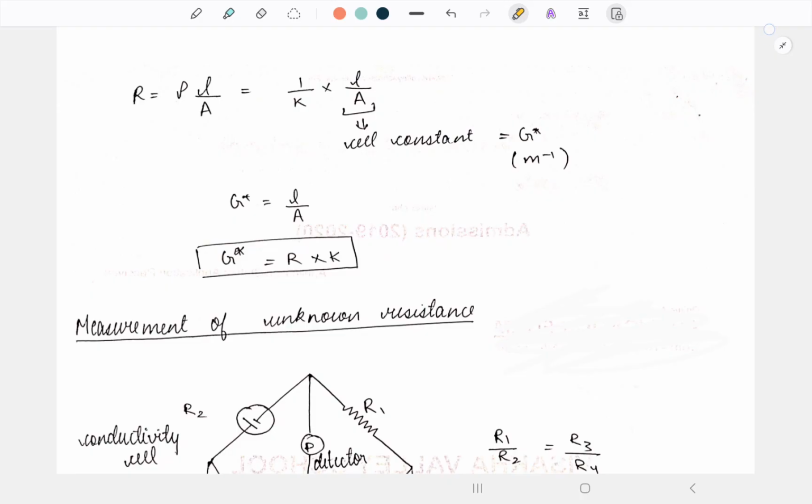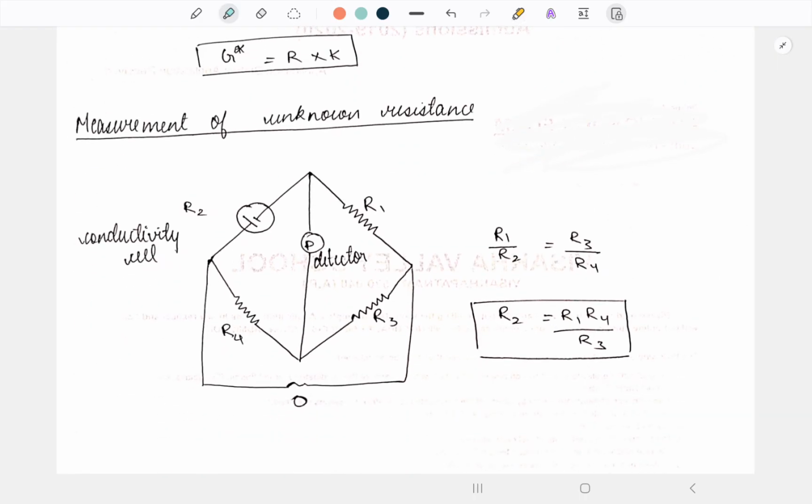So we can measure the cell constant in the following way, that is the resistance of the cell is measured with KCl solutions whose conductivity at different temperatures and concentrations is already known. And then the resistance of an electrolyte can be measured by using a cell that is based on the Wheatstone bridge principle.